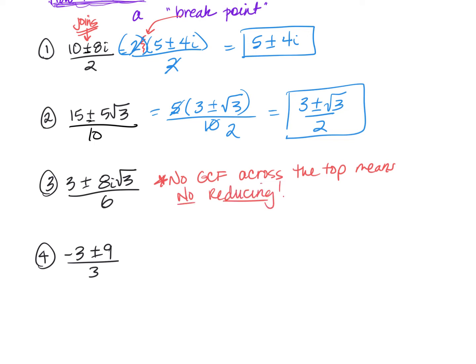Now, don't be fooled. This 3 right here and this 6 right here do not reduce. You cannot mess with what's under the radical, so don't do that. Again, GCF across the top: if there's not one that works with the bottom, then you don't reduce.